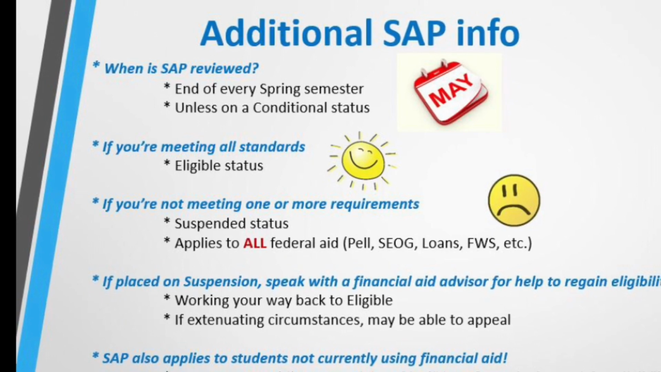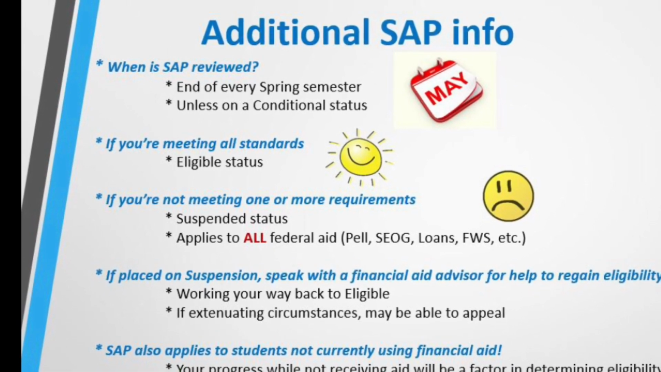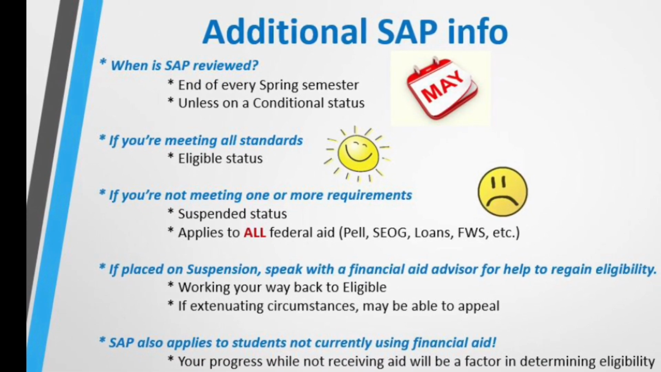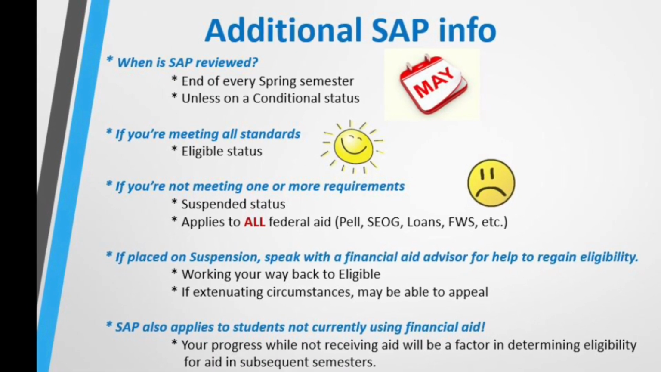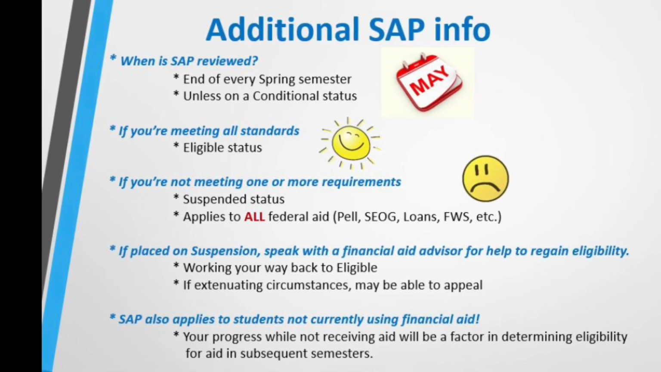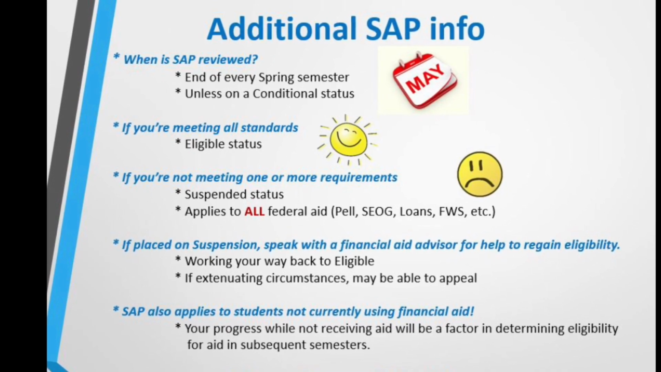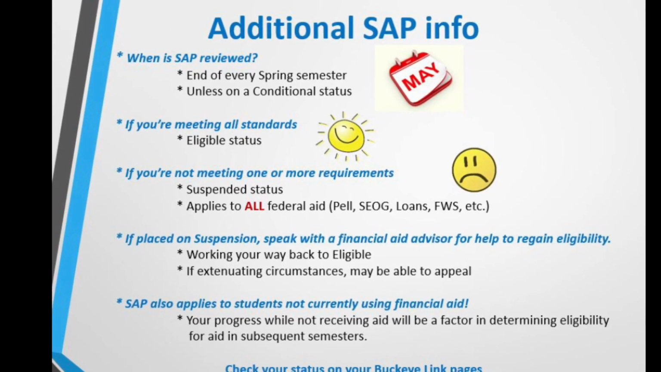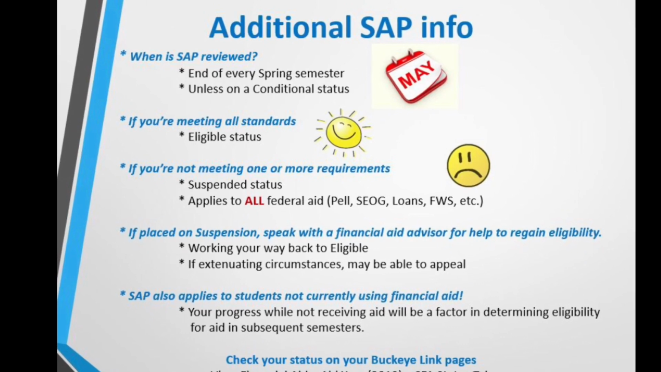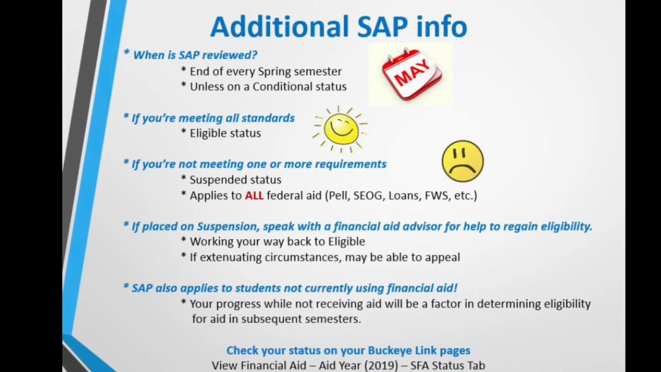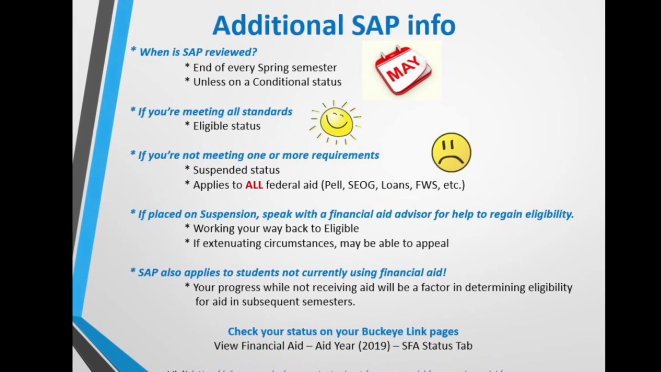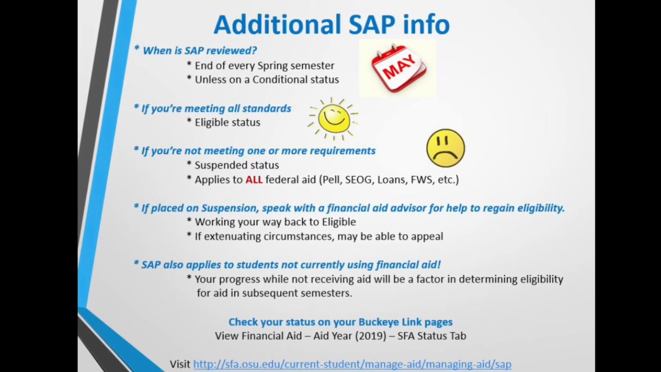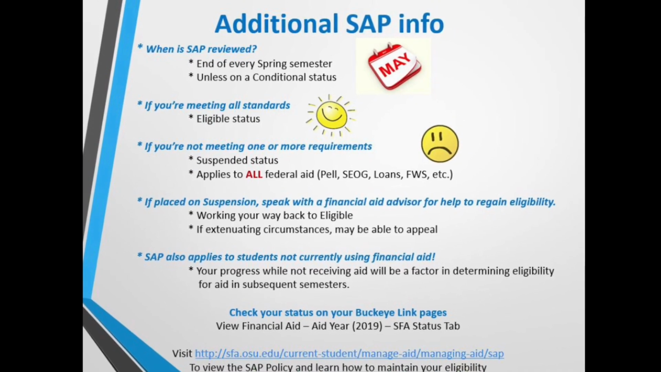If you are a freshman student and you miss the 1.8 GPA, you will be required to get your GPA above a 2.0 before you become eligible again. SAP also applies to students who are currently not using financial aid. The college is still required to monitor your SAP status, and if you decide in the future that you would like to utilize financial aid, and you are on a suspended status, you will not be able to do so.